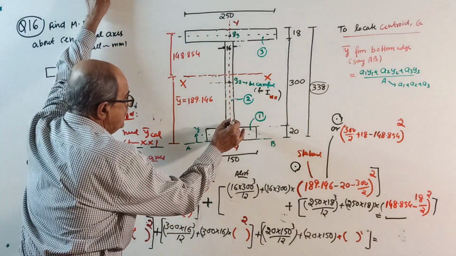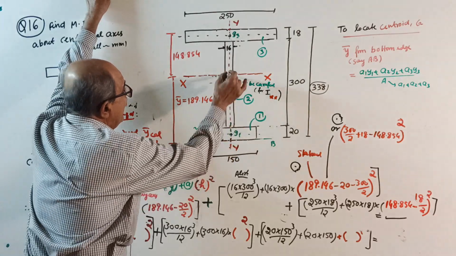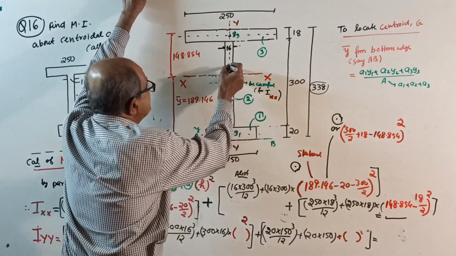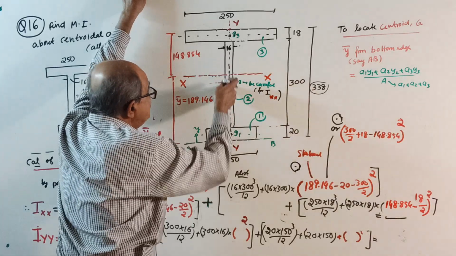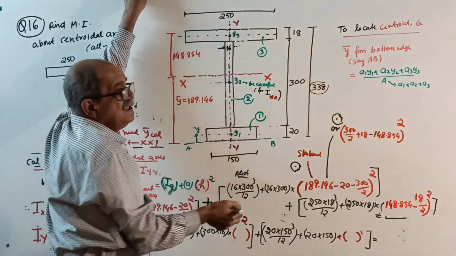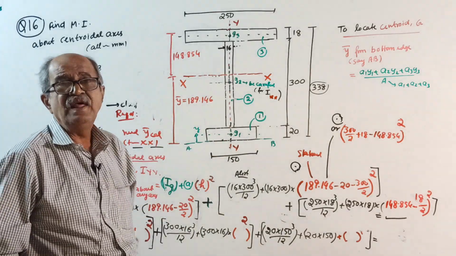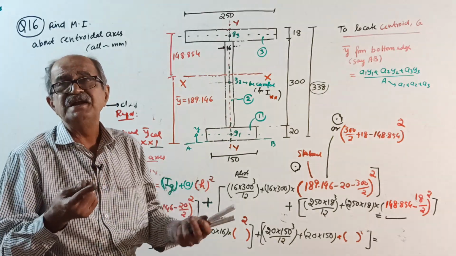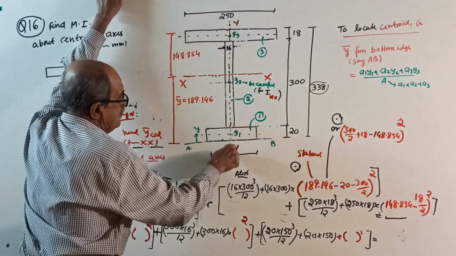First I about its own axis. You can make out that its own axis and y are both coinciding. The axis passing through the centroid parallel to y coincides with y. So all three centroidal axes parallel to y coincide with y, giving 0 square. So start for this one, Iyy.